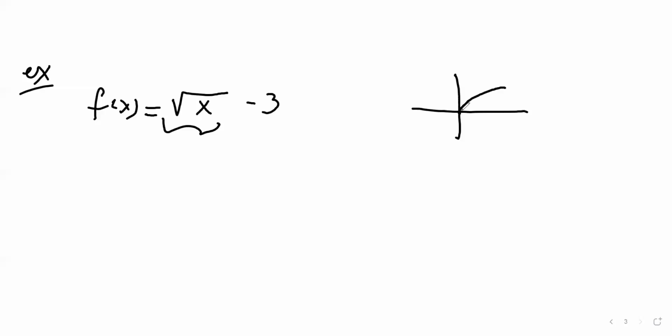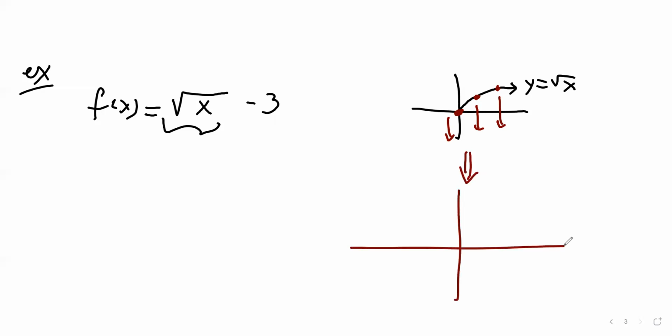Okay, so that's this. y equals square root of x is this. And if you subtract 3, you're just going to pull this down by 3. Every point is moving down. So pick a point, this is going to move down. You pick a point, this is going to move down. Every point is moving down by 3.